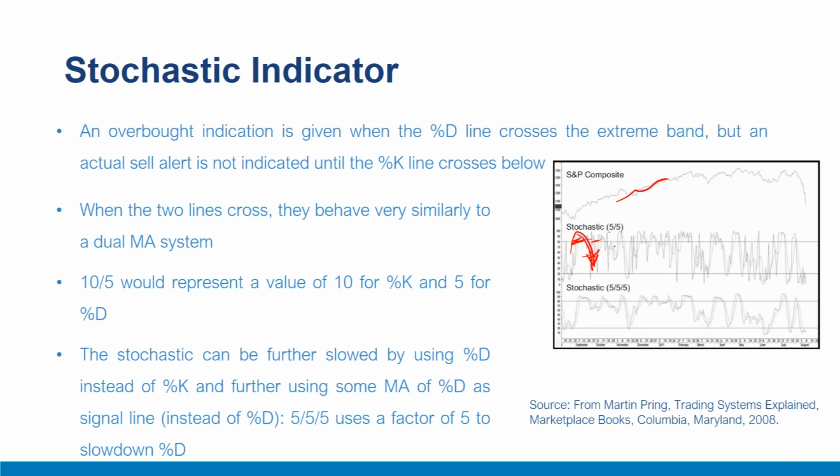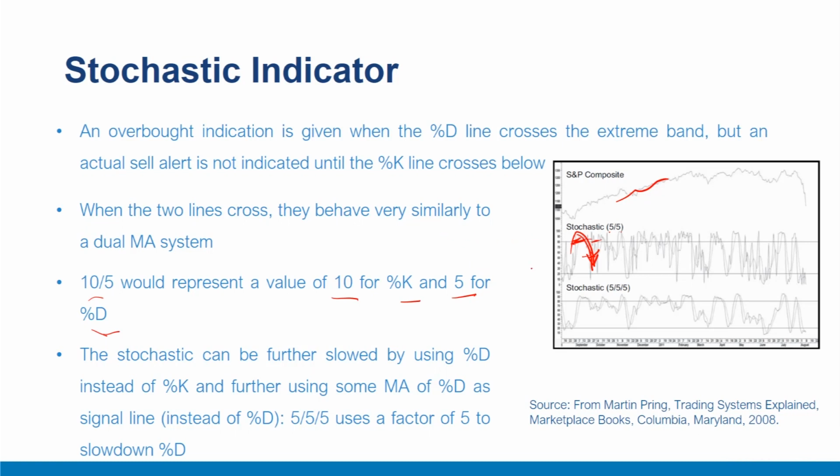This is very similar to the dual MA system, the short term and long term MA system that we have seen earlier. This can also be modified. For example, you can set up a 10-5 system where the percent K value is based on 10 days, and then it is moved by 5 days. The moving average which we use for calculation of the percent D line is computed for 5 days. So you can construct that system.